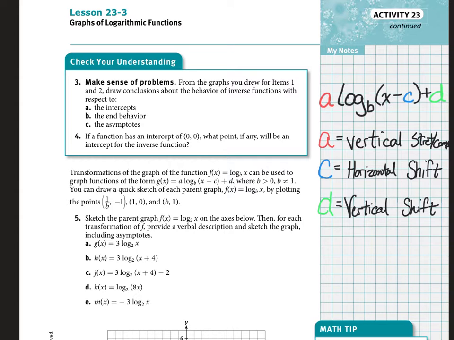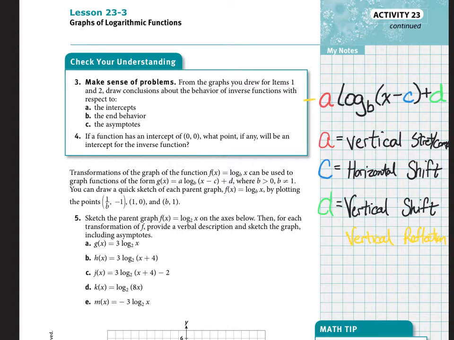If the number is between 0 and 1, it's a compression. And if the number is outside of 1, it's going to be a stretch. All right, I've got a list started for you here, and you can see what I've left off. If we drop a negative sign in front, what we're going to end up with is a vertical reflection.